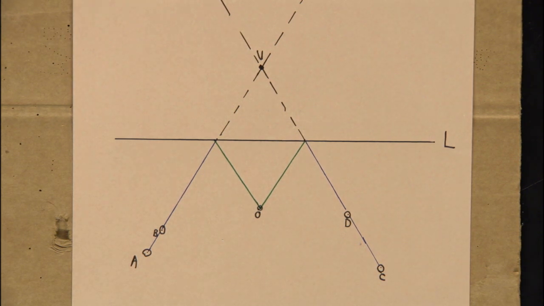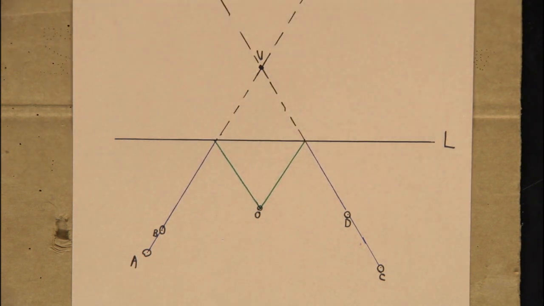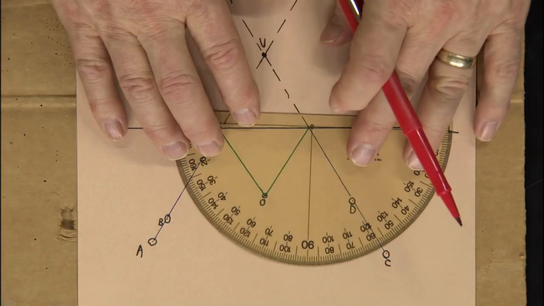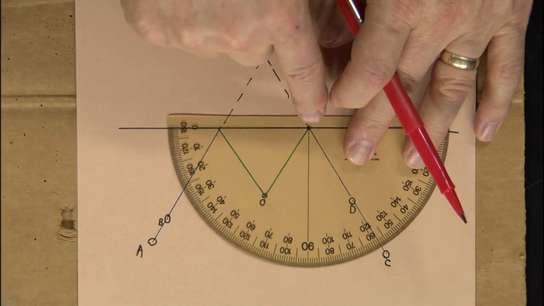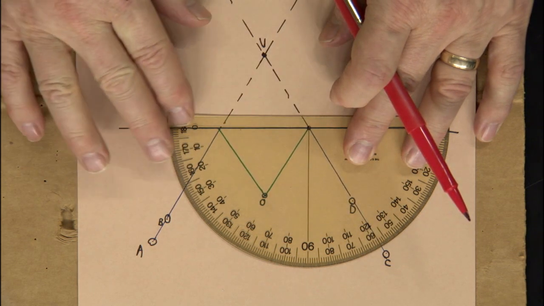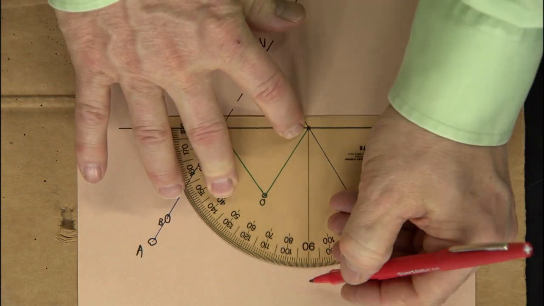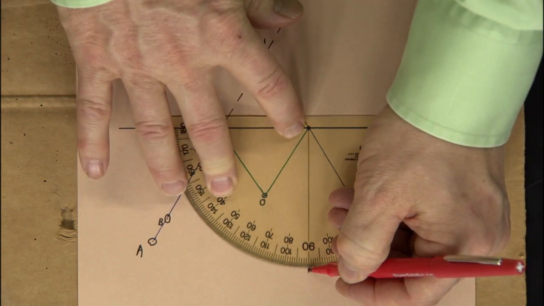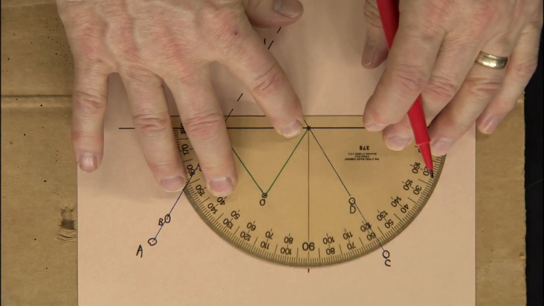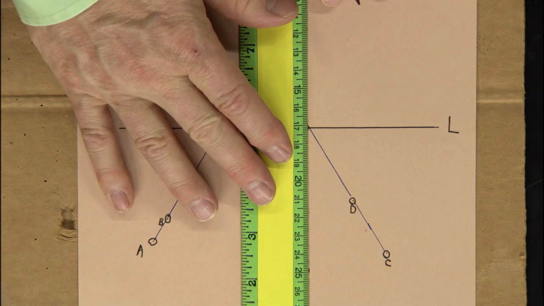The next thing we need to do is we need to take a protractor and draw normals at these 2 points. Okay, now I have to put the center of the protractor right where O and the line from C and D meet, making sure I have it straight. And then I'm just going to put a little mark right there for our 90. Okay, and then I can draw the normal.